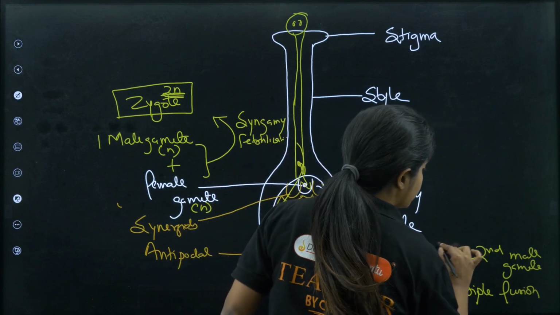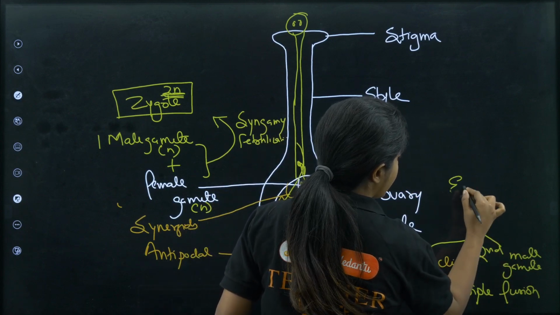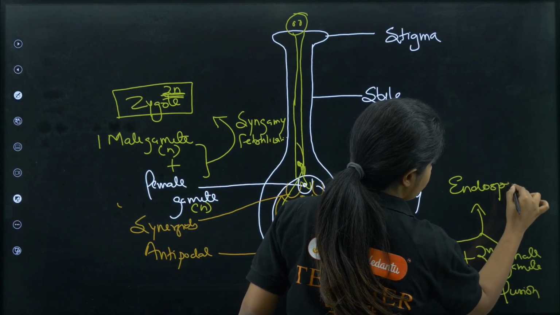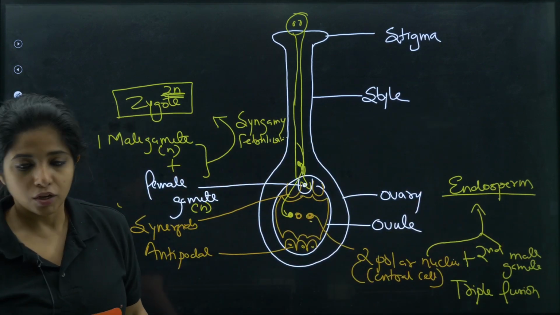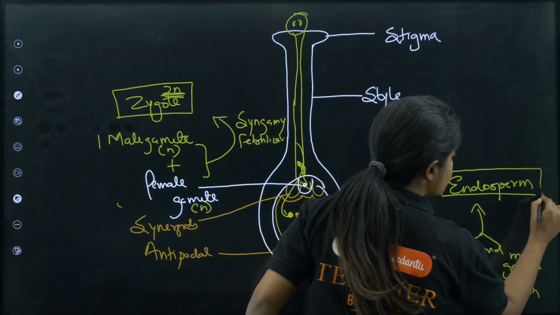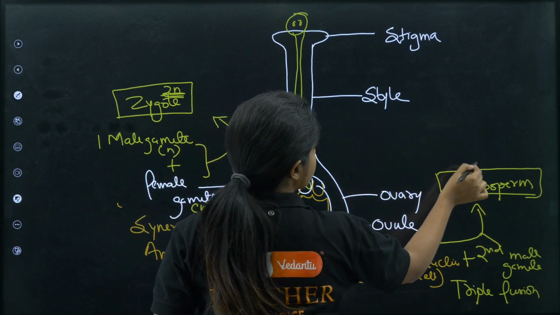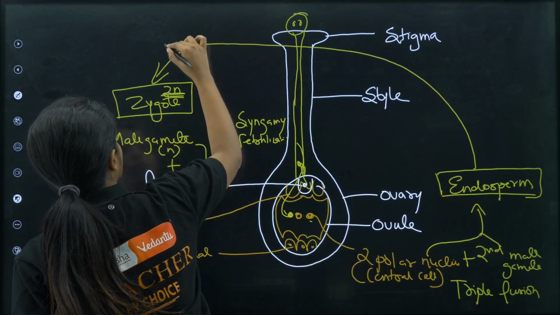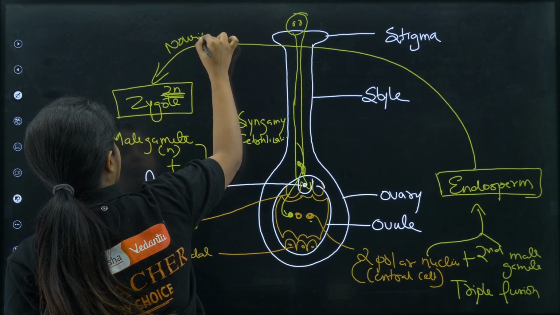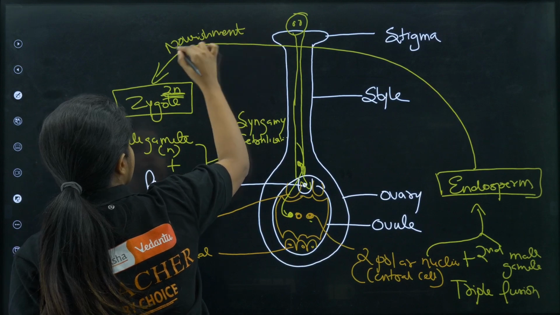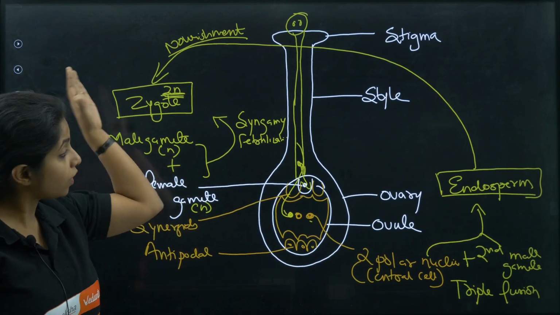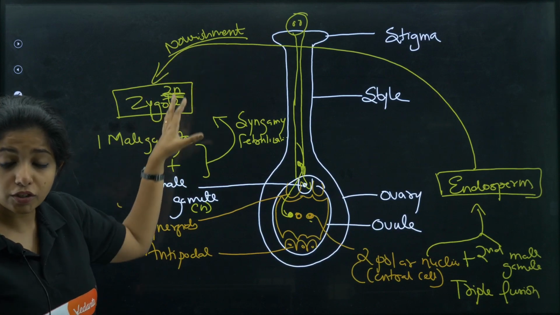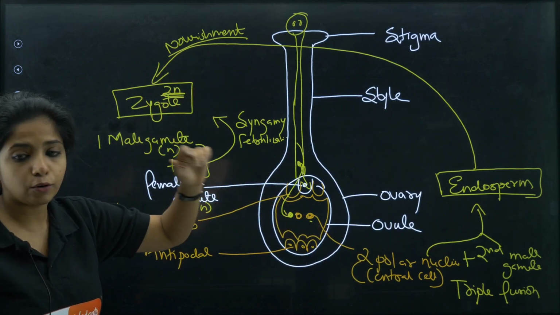And what is the end result of this? What do you get from this? You get something known as endosperm, my dear children. So you have the zygote over here, and you have the endosperm being formed over here. What is the use of this endosperm? This endosperm is going to provide nourishment to the growing embryo. The zygote has to form into an embryo, and this process requires nourishment. For that, the endosperm is formed.